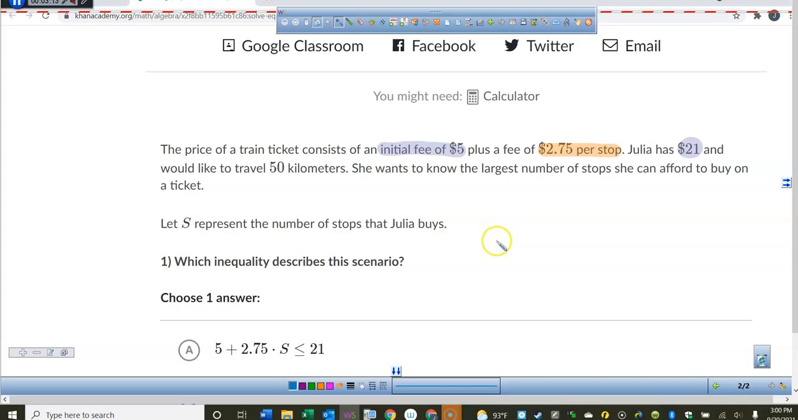All right, so here we go. The initial fee is 5, so put 5 plus 2.75 per stop, and S represents the number of stops. So it'll be a big old capital S there, so you don't think it's a 5. All right, and it's got to be less than or equal to 21 because she only has 21 bucks to spend and she can't go over it. So that's like saying at most. That's the most she can spend.